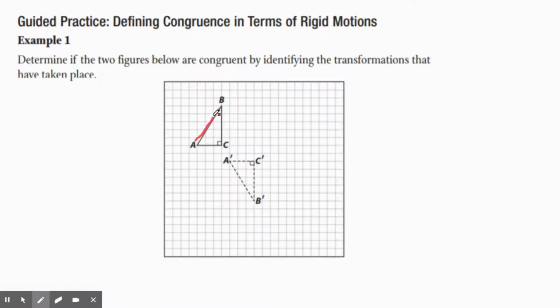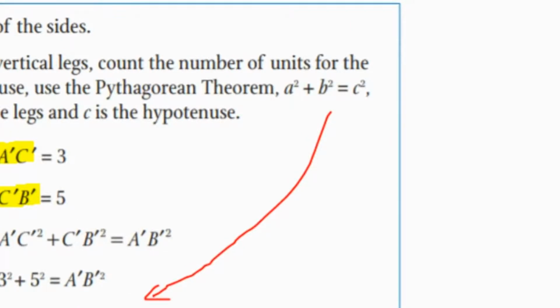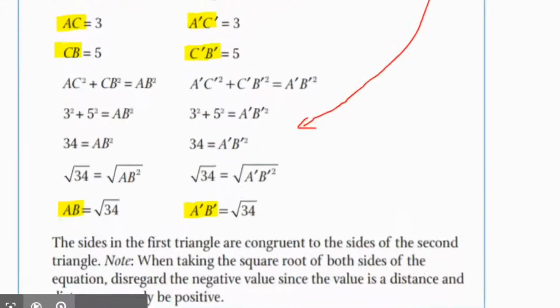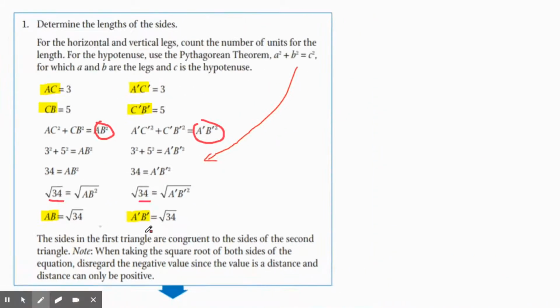The third side, though, is on a diagonal. I can't just count the number of units, so I'm going to have to use the Pythagorean theorem. The Pythagorean theorem is a squared plus b squared is equal to c squared, or in other words, the leg squared plus the other leg squared equals the hypotenuse squared. Remember that AB is your hypotenuse, and A prime B prime is your hypotenuse. So we're going to end up getting the square root of 34 for the distance from A to B and the distance from A prime to B prime.